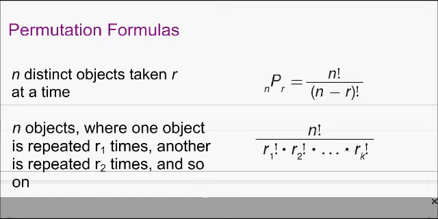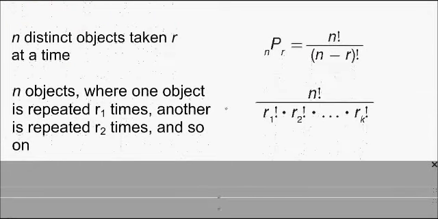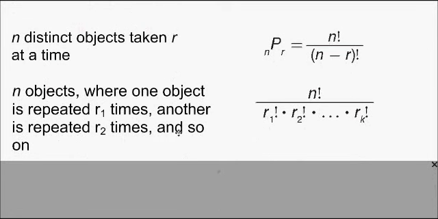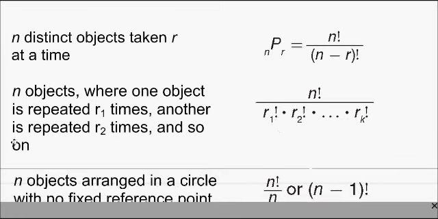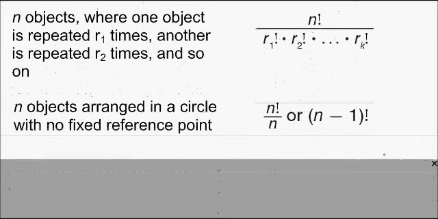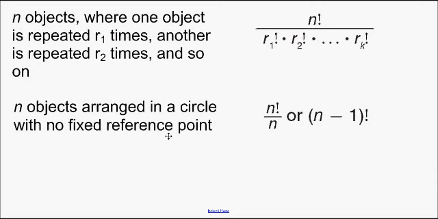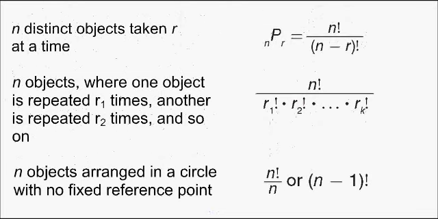The next one, we have n objects where one is repeated r sub 1 times, another is repeated r sub 2 times, and so on and so on. This is our formula, so n factorial over all the r factorials. And then the last one, where you have n objects in a circle with no fixed reference point. In this case, your formula is either n factorial divided by n, or (n minus 1) factorial. I know that's a lot of formulas getting thrown at you. Just do the best you can.